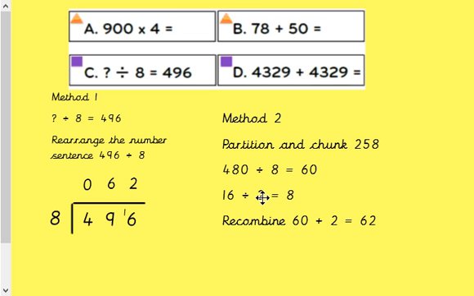Remember, it doesn't matter which way round you do this. You can see then that 62 is the same in both places. Excuse my typing skills.